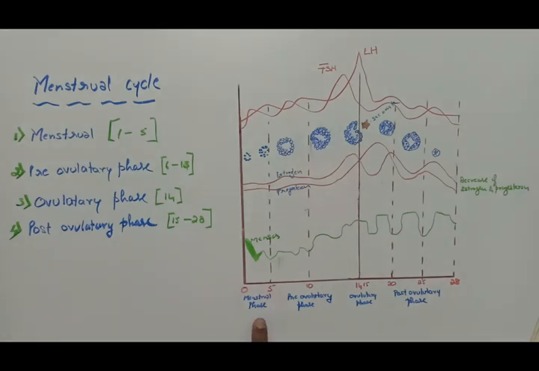The first phase is called the menstrual phase. It starts from day one and lasts till the 5th day, in the absence of pregnancy. Don't forget this, it takes place in the absence of pregnancy. It is characterized by the menstrual discharge, or menses.